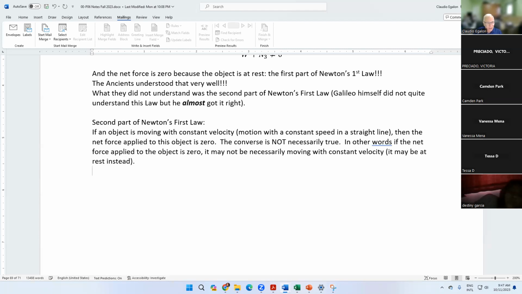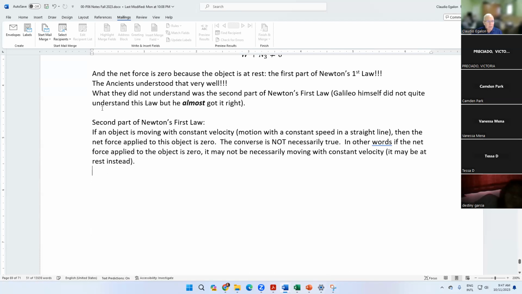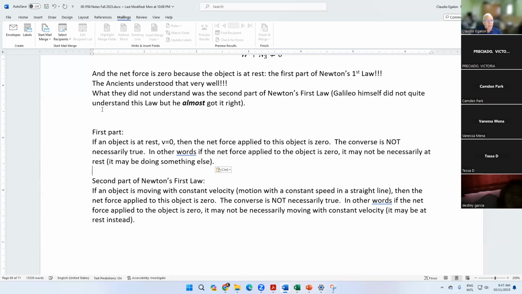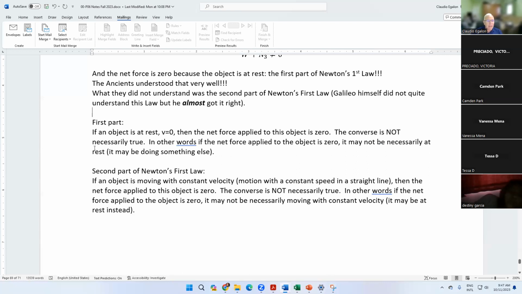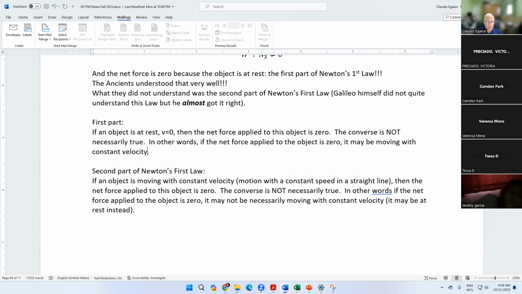I'm going to copy and paste the first part of Newton's second law right here. They're side by side. If an object is at rest, then the net force applied to the object is 0. The converse is not necessarily true. In other words, if the net force applied to the object is 0, it may be moving with constant velocity.